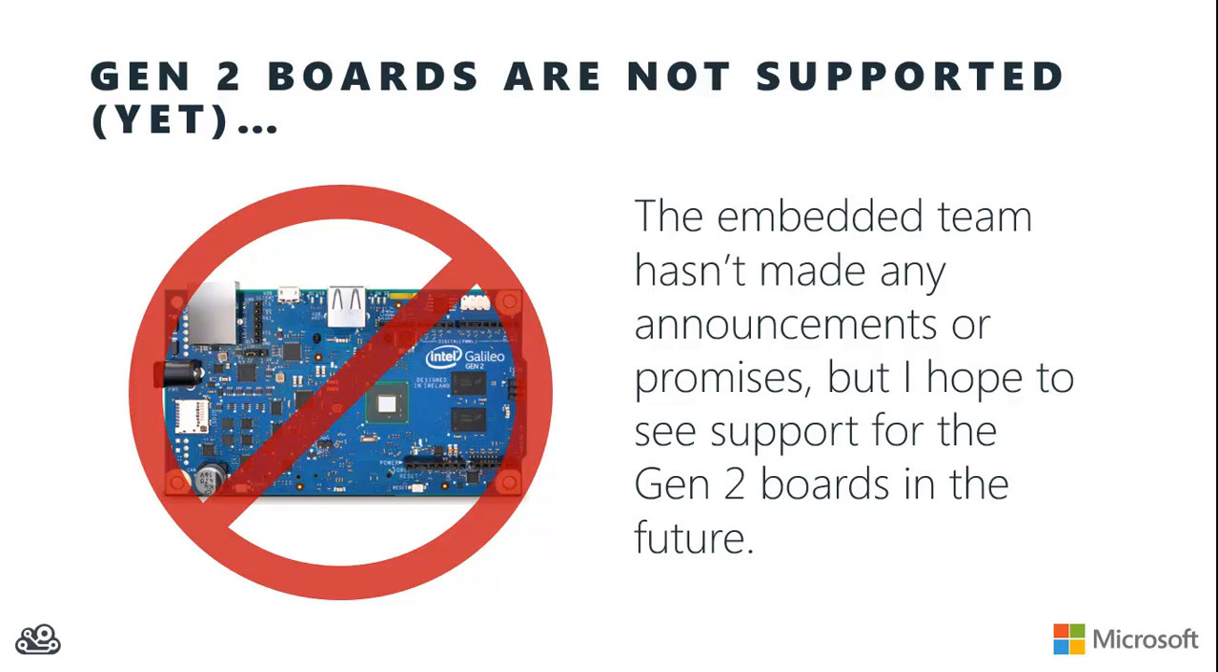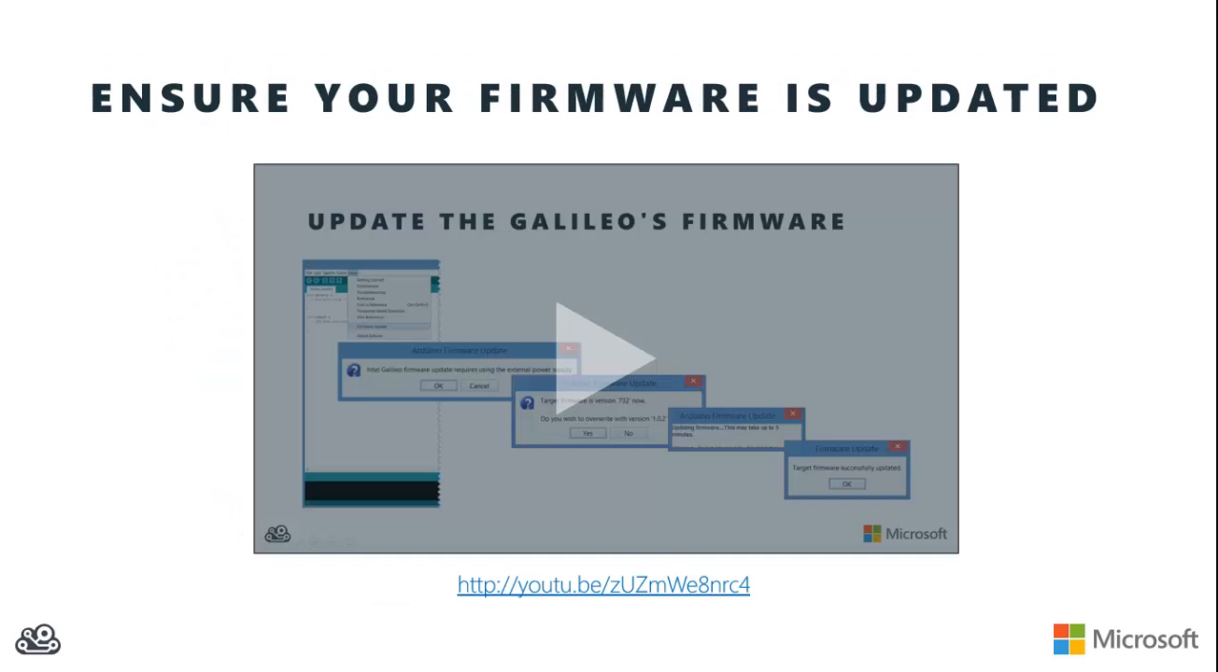Now, I mentioned that in this video, we're going to be focusing on the Intel Galileo Gen 1 boards. Now, while the Gen 2 boards are available, they're not currently supported by the Windows Developer Program for IoT. And the team hasn't made any announcements or promises, but I'd hope to see some support for the Gen 2 boards coming in the near future. The other thing that you'll want to make sure of is that the firmware on your Intel Galileo board has been updated. Now, I won't cover that here.